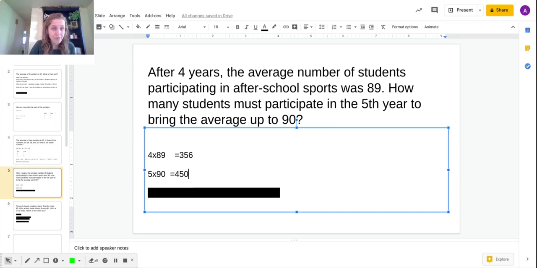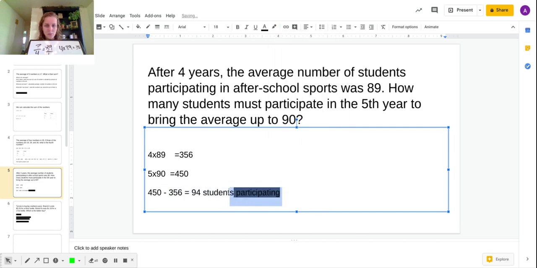So we know our average for 4 years, and we know our average for 5 years. So how to finish solving this? We're just going to subtract the two numbers. We're going to take 450 minus 356, which is 94 students. Oh, I think this is more.